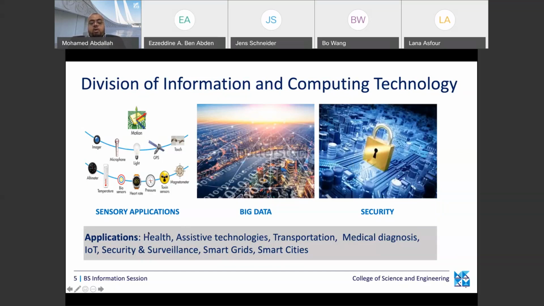All these areas cover many very important applications, like health, assistive technologies, transportation, medical diagnosis, Internet of Things, security surveillance, smart grid and smart cities, and this is just a few among many things that here in our ICT division we deal with.